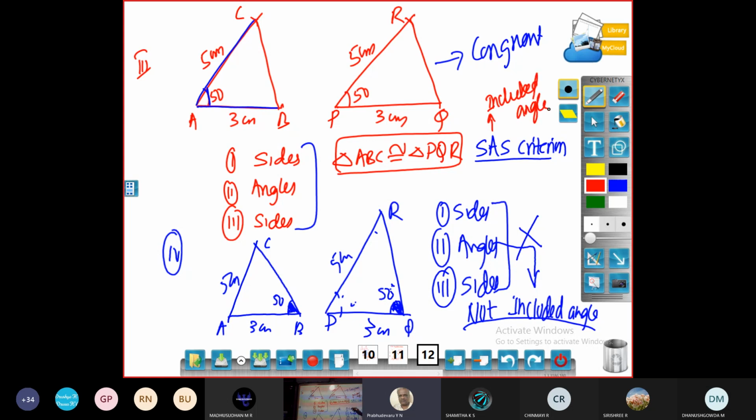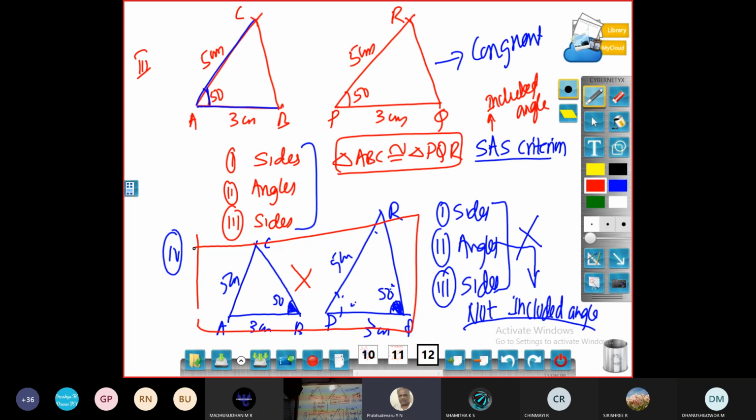Included angle means that the angle should be in between the given 2 lines. Here the given 2 lines are different and the angle is different. It is not in between the 2 given lines in the second case. Whereas in the first case, the angle is in between the 2 given line segments, 3 centimeter and 5 centimeter. That angle is formed from these 2 line segments only. That's why it is called an included angle. In the second case, this angle of 50 degrees is not formed by the 3 centimeter and 5 centimeter line segments, so you will get different triangles with this measurement. These measurements will not give you congruent triangles.